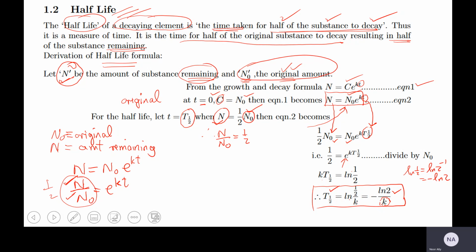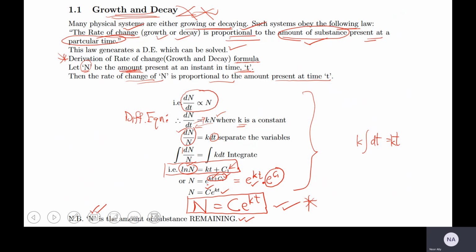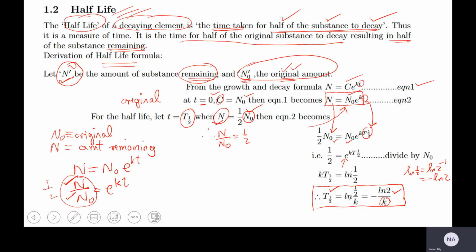So just to recap at this stage, we've got two formulas to consider. The normal general formula, N equal to C e to the power kt, which we can use at any time, at any point in the growth and decay of a substance. And then secondly, we have the half-life formula, which we use when we are asked to work with the half-life, where we know it's the time taken for half of the substance to decay.